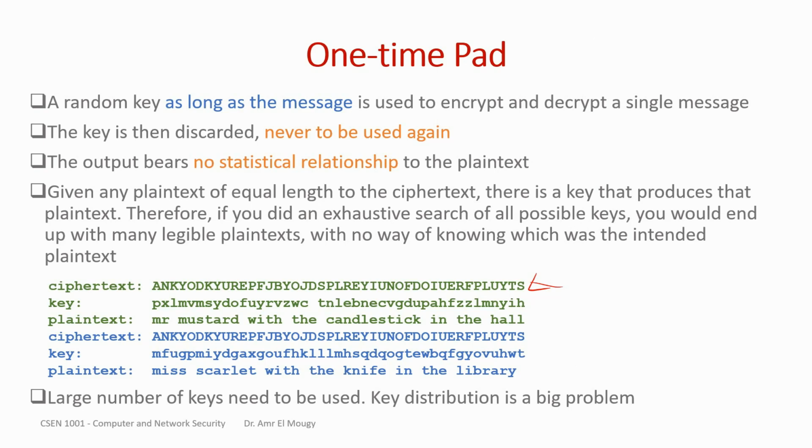here you have actually an interesting example. This is a key, and this is the ciphertext, as you see here. If you use a different key on the same ciphertext, you can actually end up with a different sentence that is also recognizable in the English language. So if you use this key, you will end up with the plain text, Mr. Mustard with the candlestick in the hall. If you use this key, you will end up with Miss Scarlet with the knife in the library.